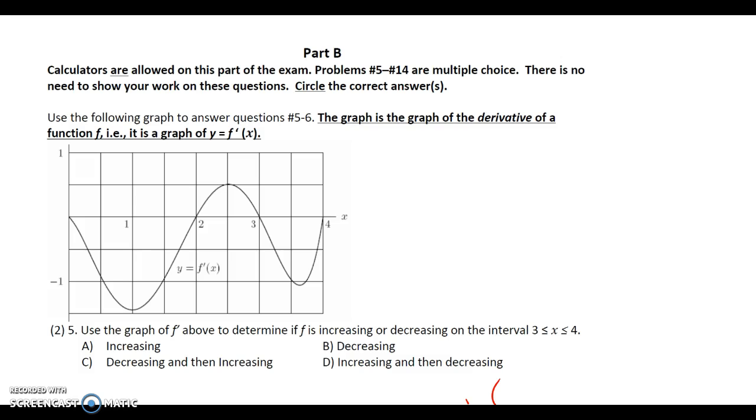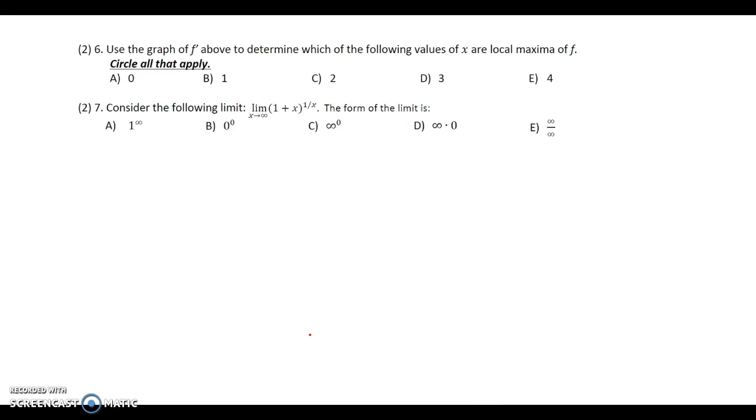Now, these are the multiple choice. It says, use the graph of f prime above to determine if f is increasing or decreasing on this interval from 3 to 4. So from 3 to 4, what is the function doing? Well, look at this. The derivative is less than 0, isn't it? The derivative itself is negative. And if the derivative is negative, the graph is decreasing.